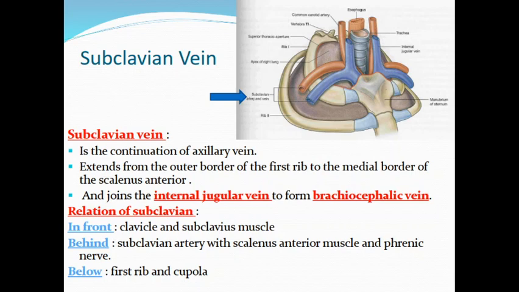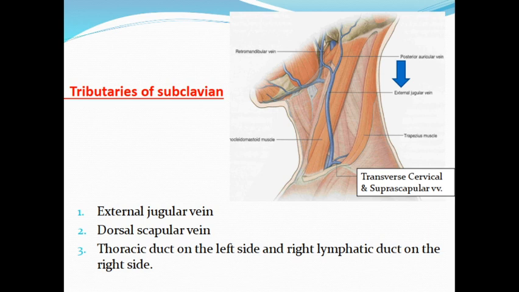Now we'll see the tributaries of the subclavian vein. The tributaries of the subclavian vein are the external jugular vein, dorsal scapular vein, thoracic duct on the left side and right lymphatic duct on the right side.